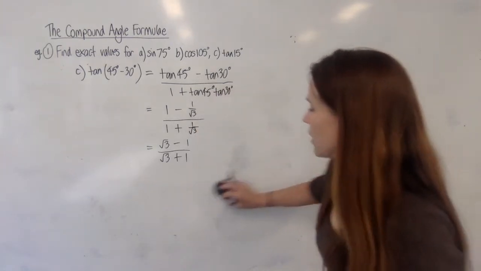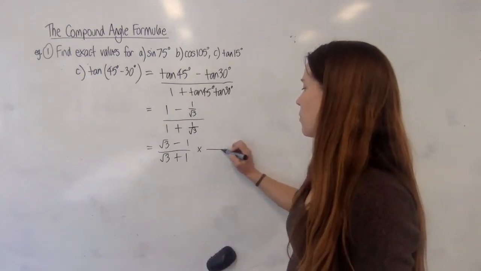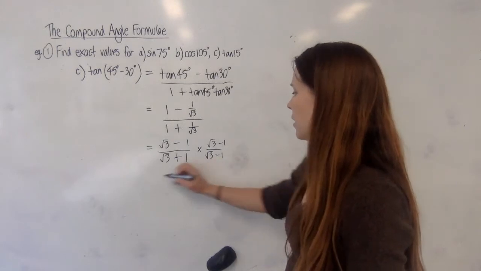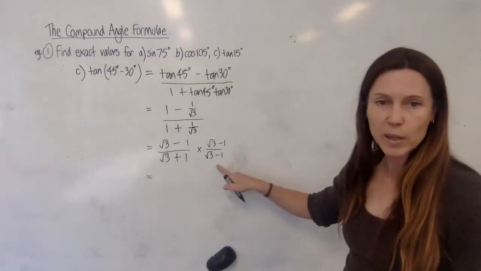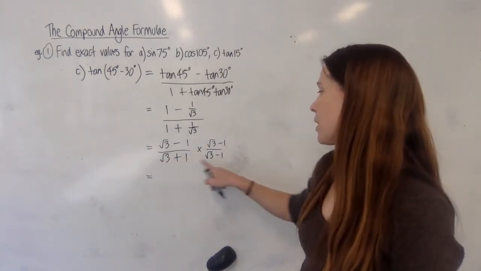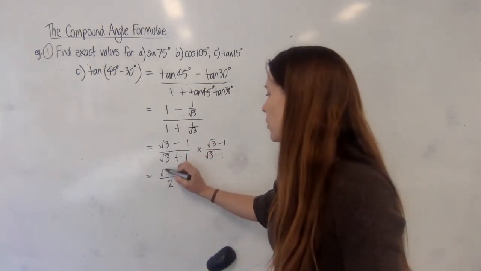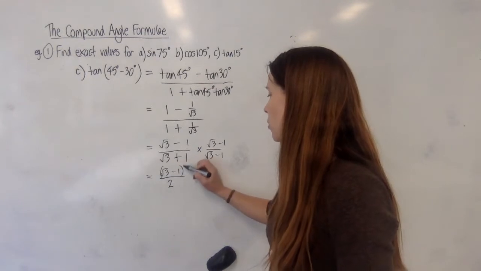We could rationalise the denominator here by multiplying top and bottom by root 3 minus 1. That way on the bottom we've got the difference of 2 squares. So we're going to have 3 minus 1, which is just 2. That's nice and simple. And on the top we're going to have root 3 minus 1 all squared.